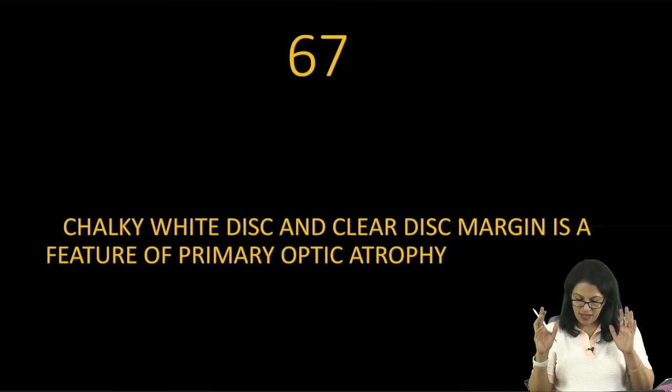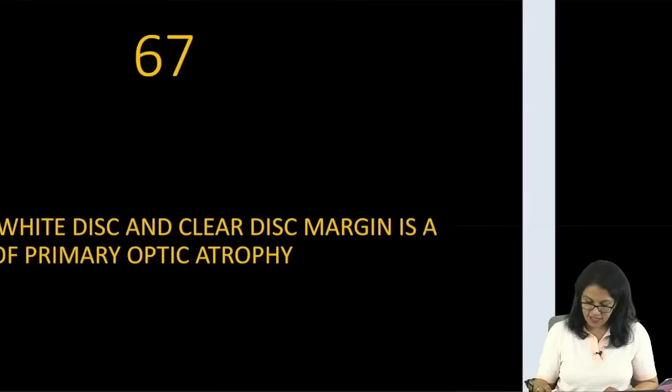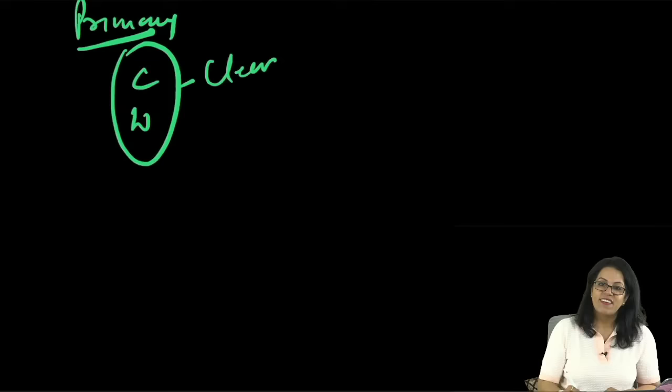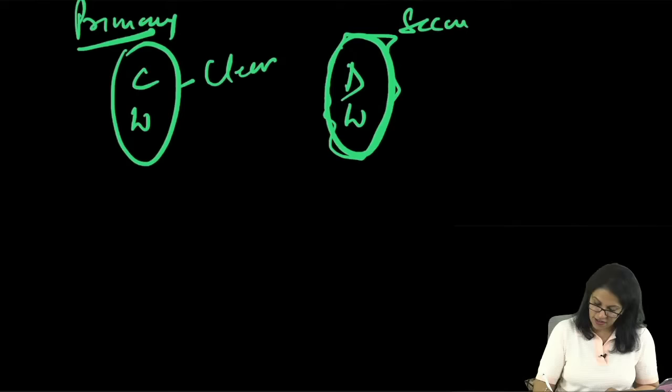Then we come to the next point. Chalky white disc and clear disc margin is a feature of, we all know this, primary optic atrophy. It's a clear disc margin, chalky white in color. What was secondary? Quickly revise with me. There is blurred disc margin and dirty white in color in secondary. Secondary will be due to your papillitis and papilledema.